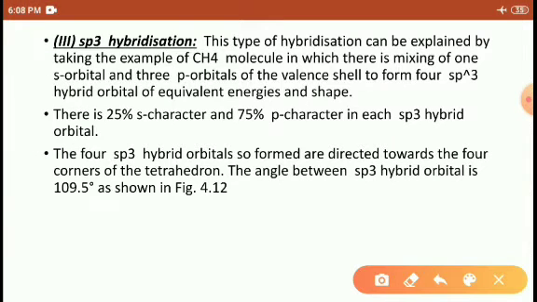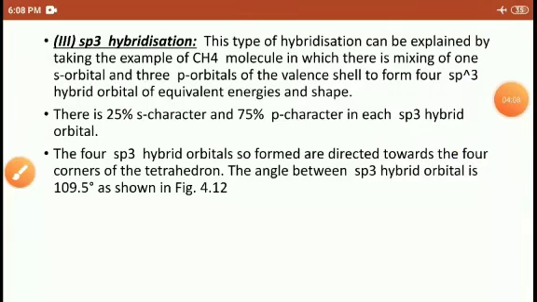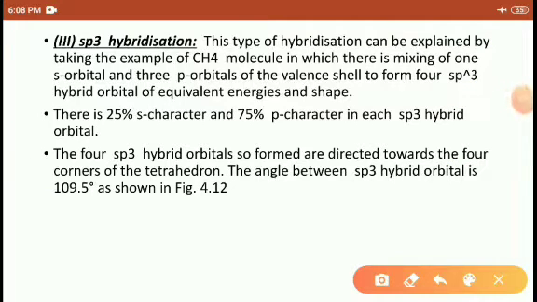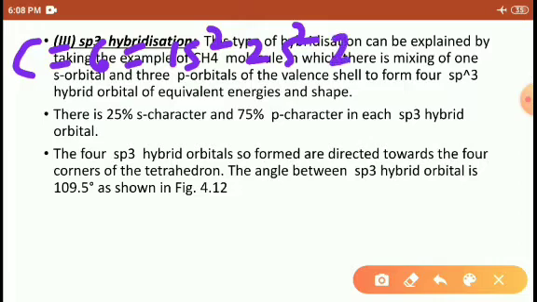sp3 hybridization. In this hybridization, one example given is CH4. So I am using carbon here, carbon atomic number 6, 1s2, 2s2, 2p2.